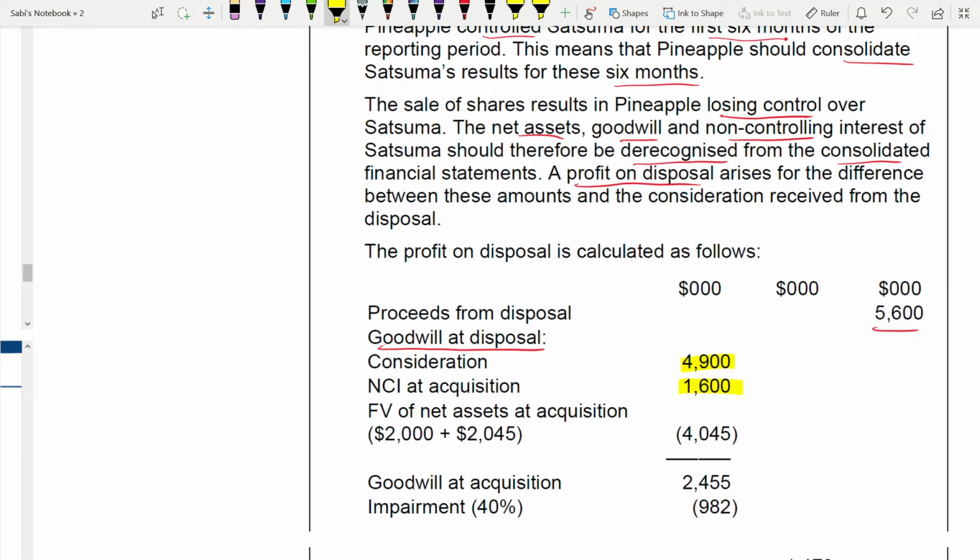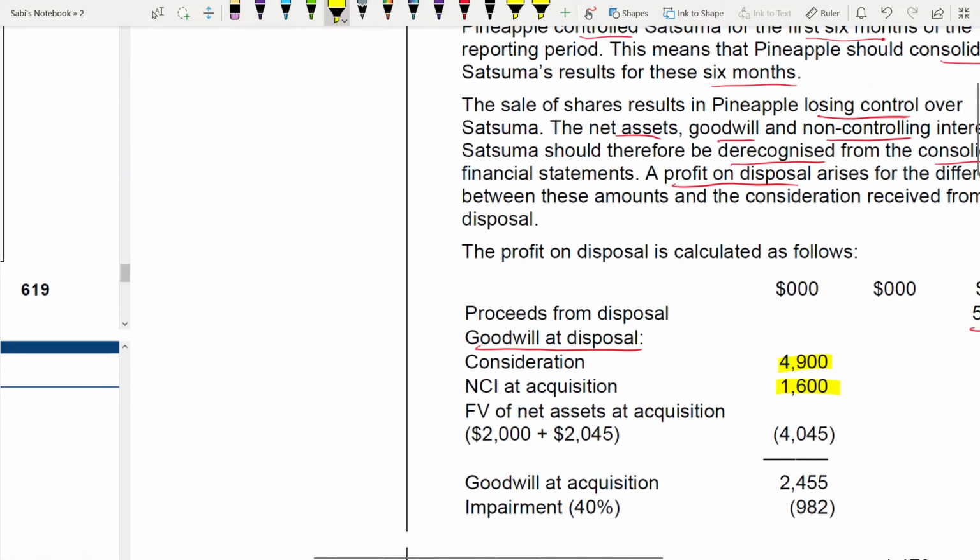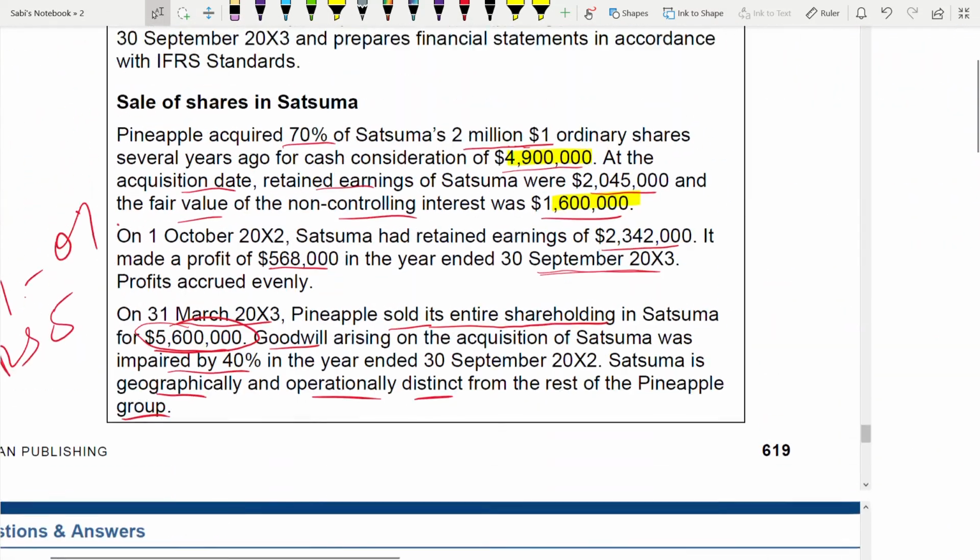Sorry, at disposal. But obviously consideration and NCI they have taken at the date of acquisition, and if there are any changes they will let you know that this is the amount at the date of disposal. Net asset will change, right? 2000 plus 2045, fair value of net asset at acquisition. This you have to take at acquisition only. So fair value of net asset, what is the net asset?